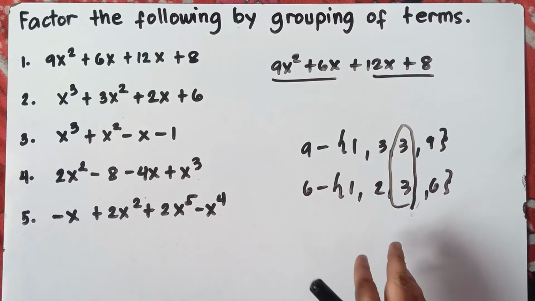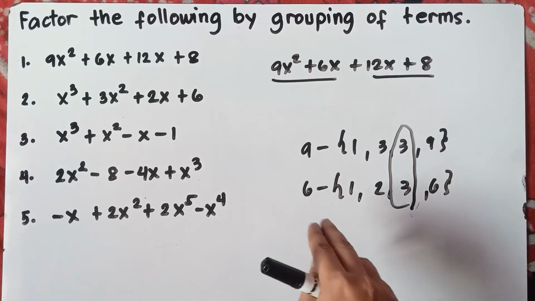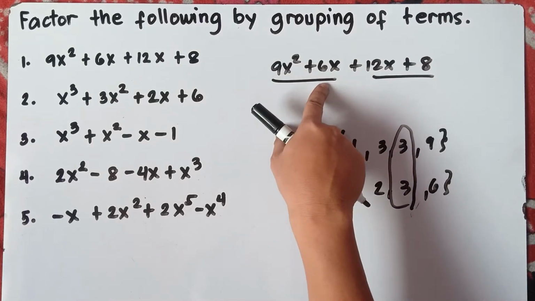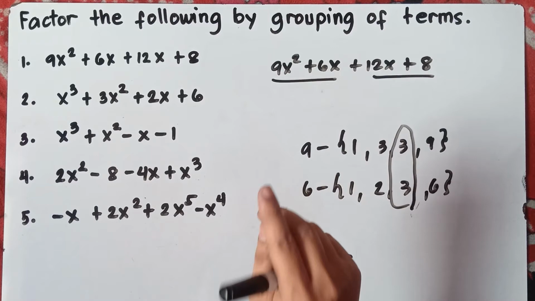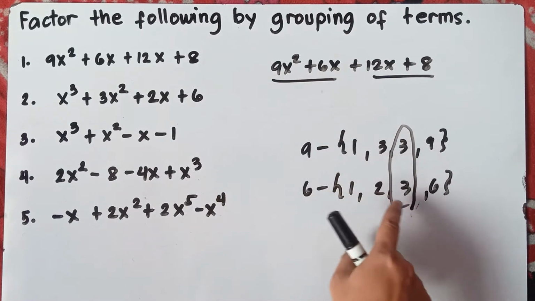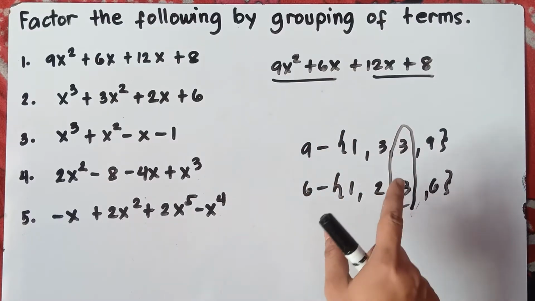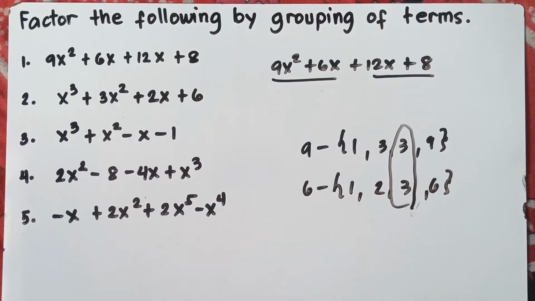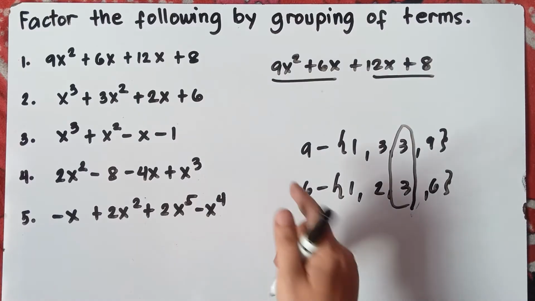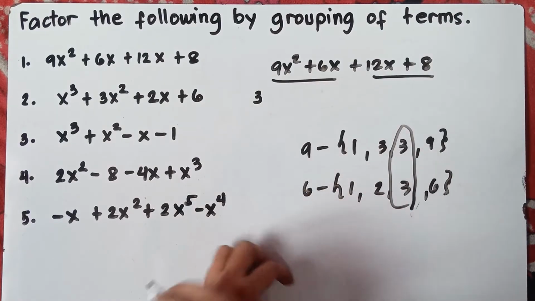But it will take time, once again, if you do it this way. So the thing that you will do, class, you think of it this way. You find a number that can be divided by 9 and 6. 9, we can divide by 3, and 6, we can also divide by 3. So the GCF is 3. That's how you find the GCF of 9 and 6.